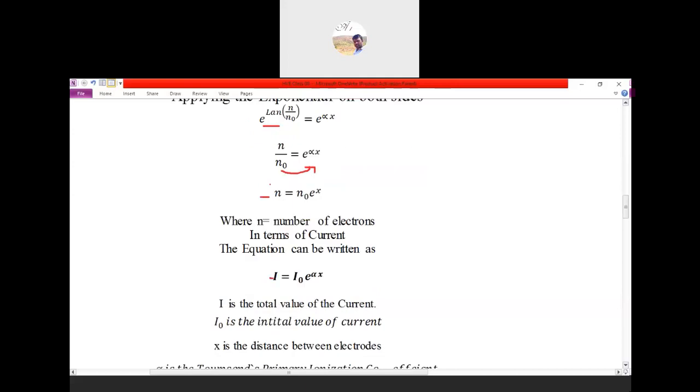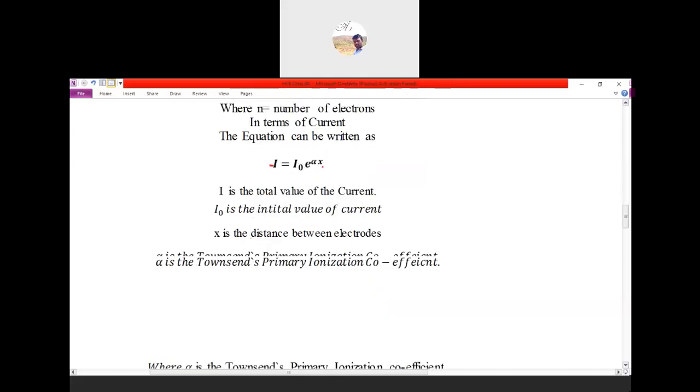By using the exponential form, we get n by n naught is equal to e power of alpha x. Taking n naught from LHS to the RHS side, n is equal to n naught e power of alpha x. So this is the current growth.